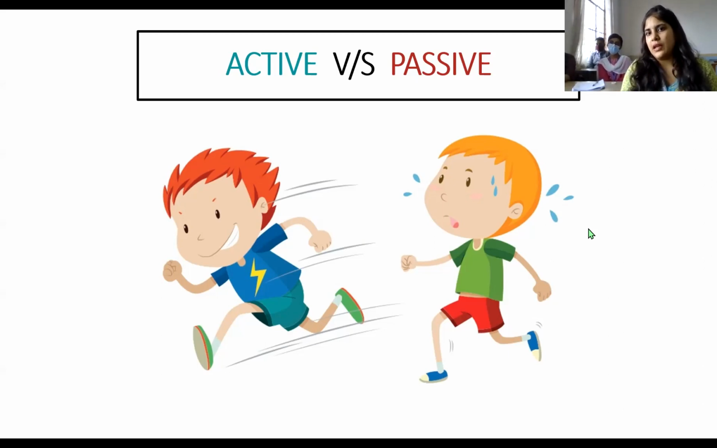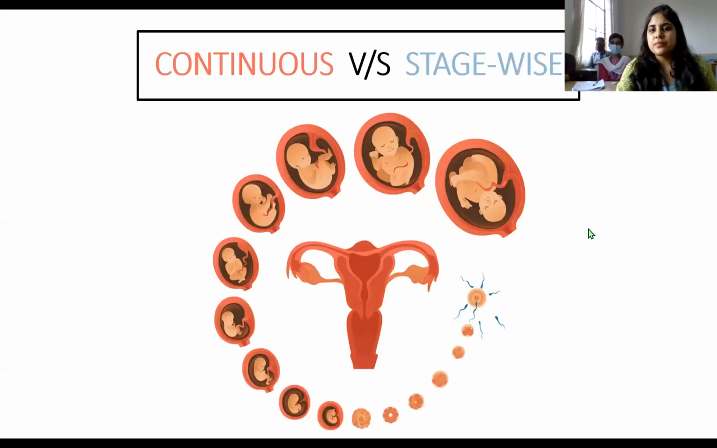Whereas, for example, if an individual is not willing to be interested in the classroom, then he or she is taking a passive role in their knowledge acquisition or their cognitive development. Another debate is whether development is continuous or whether it is stage-wise, right? So here you can see this image, right?